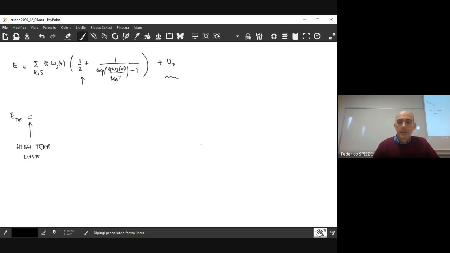We know that in the high temperature limit, the specific heat is constant, so it doesn't depend on temperature, or if there is a dependence, it is very, very weak. So in that case, we have U0, then the summation over k and s of h bar omega s of k times 1/2, then the summation over k and s of h bar omega s of k and the Bose-Einstein contribution.